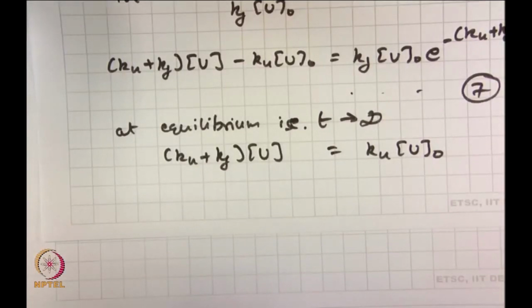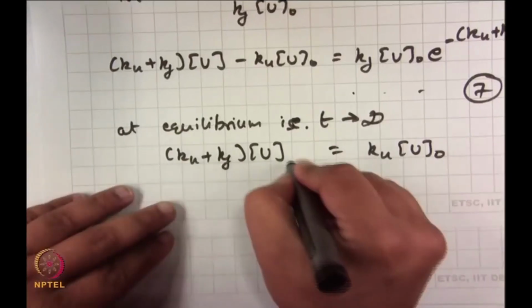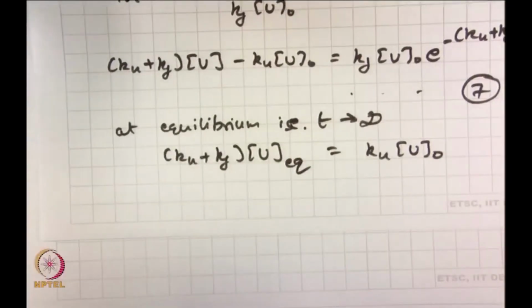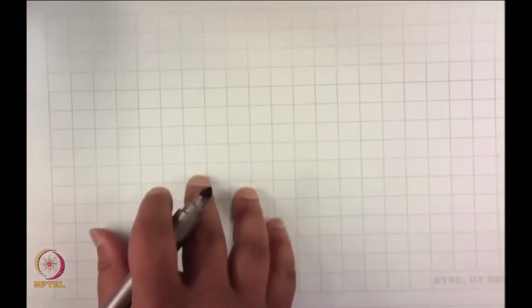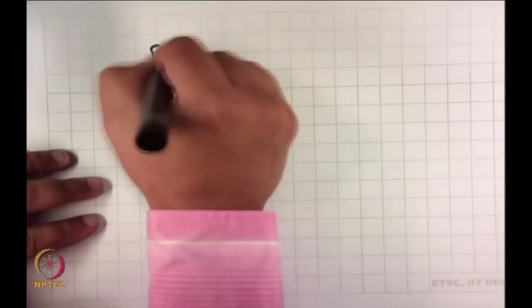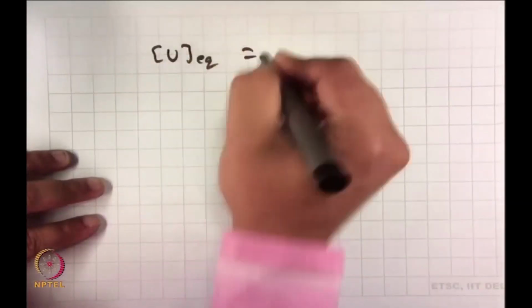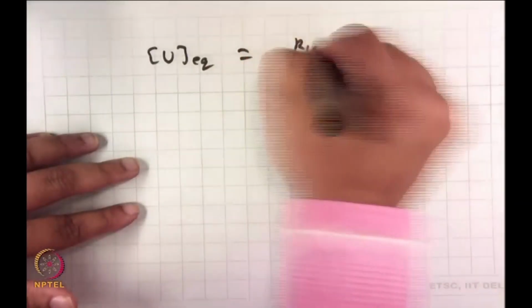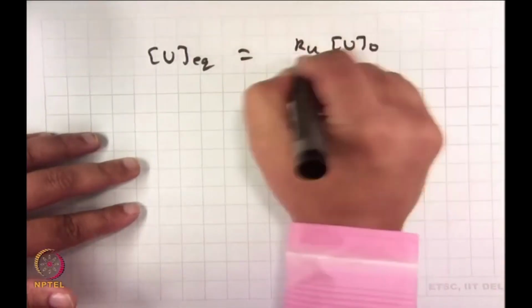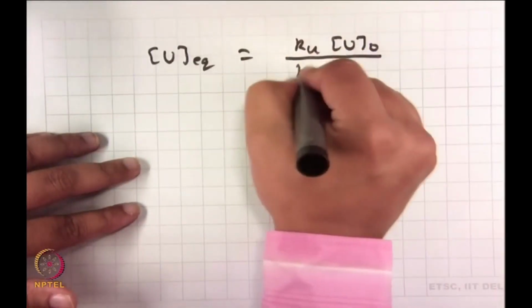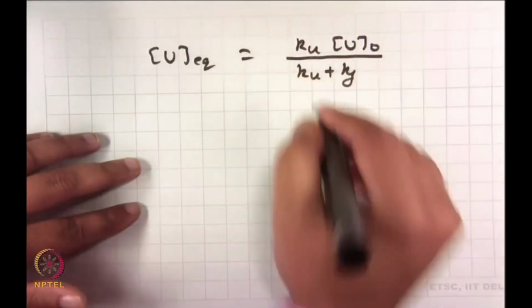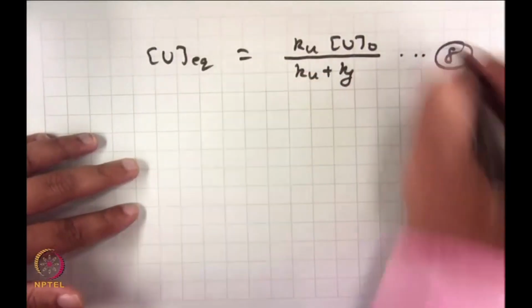That means I have already reached equilibrium. Then what should the concentration of U be branded as now? It should be labeled as U equilibrium. So, quickly then I have U equilibrium is equal to Ku concentration of U naught over Ku plus Kf, and let this be equation number 8.